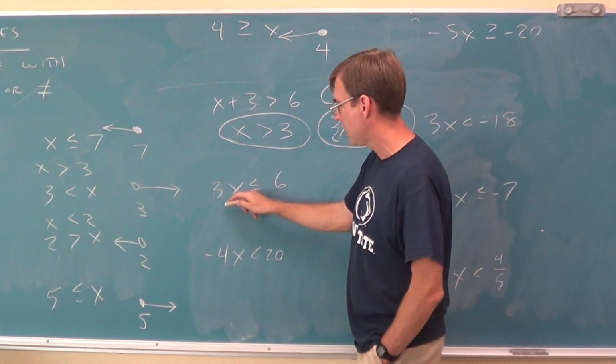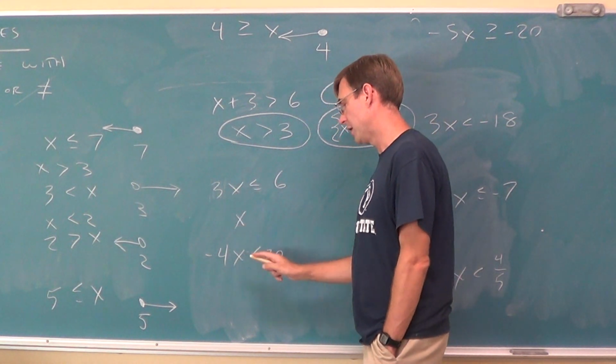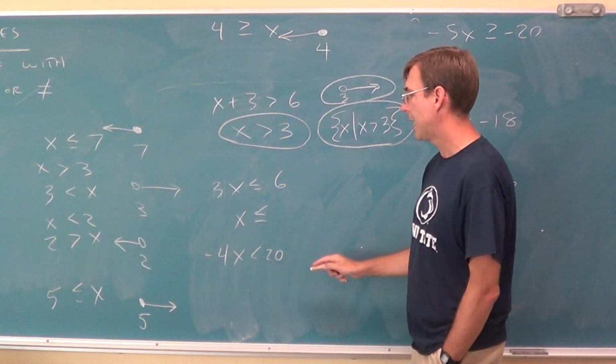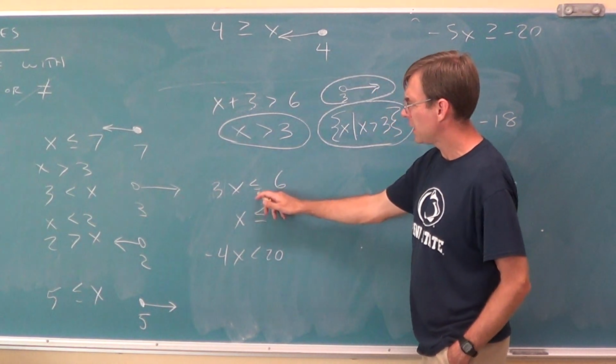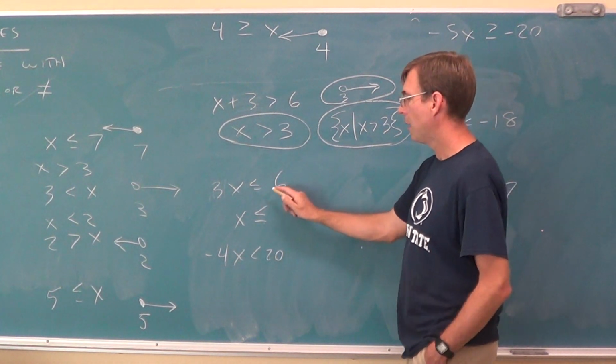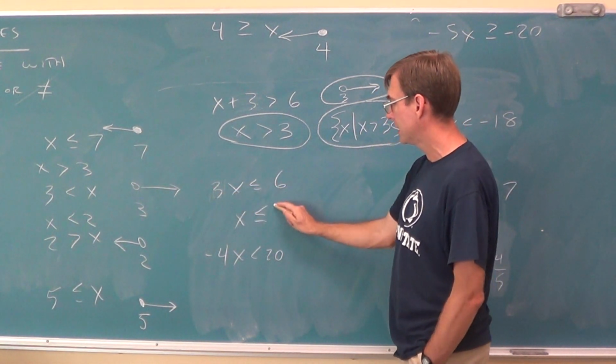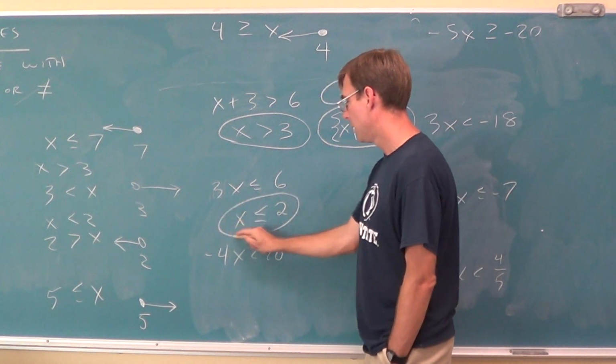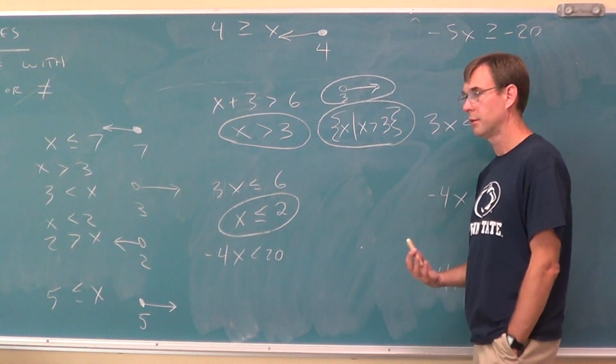If we divide, the 3 is gone. The variable's alone. The sign is still there. Make sure that equal signs, bring those with you. Sometimes people get careless on those. But if we're going to divide by 3, into 6 goes twice. And if they just want a solution answer, we're good.